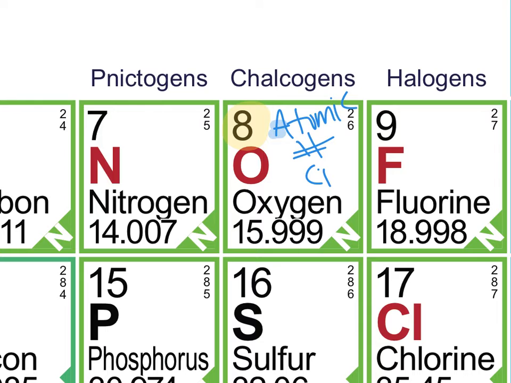This number tells us the number of protons. The number of protons never changes. So atomic number is always equal to the number of protons, never changes, and it's always that top number.